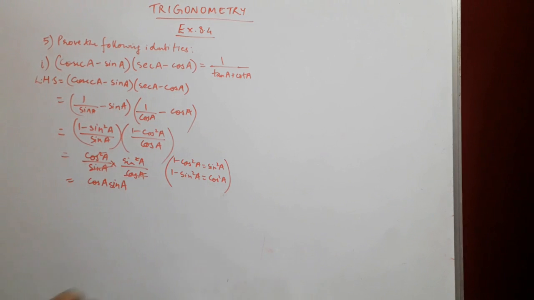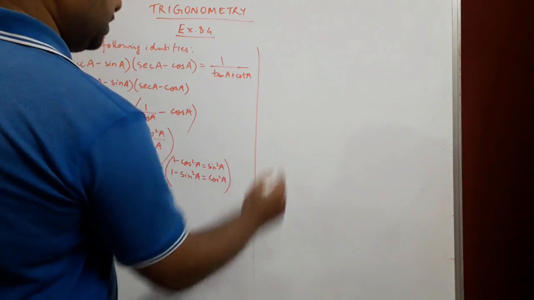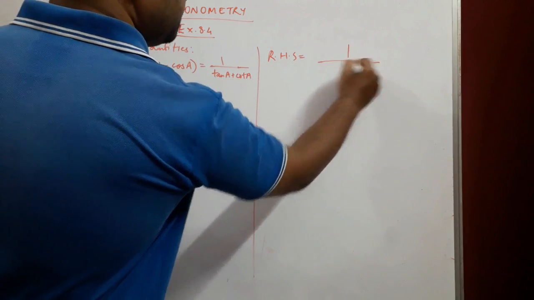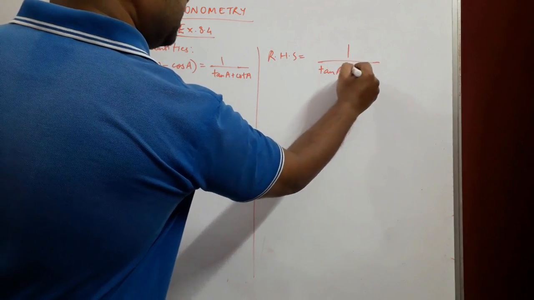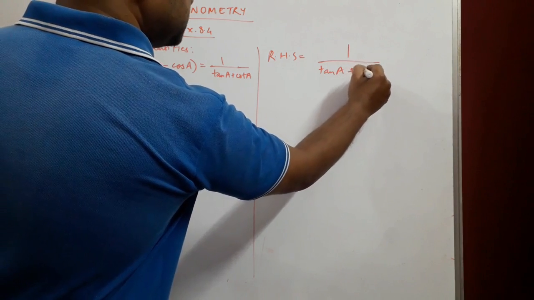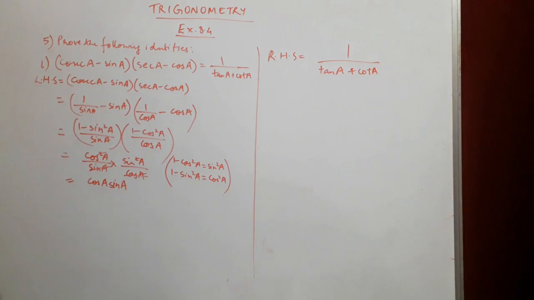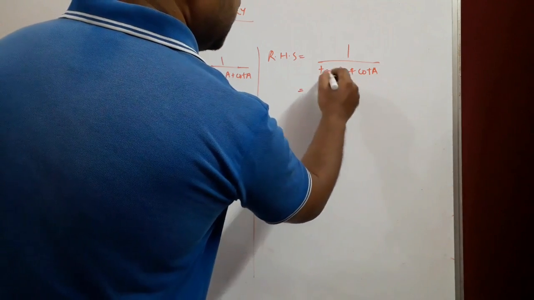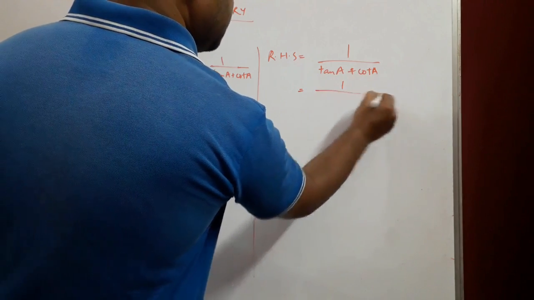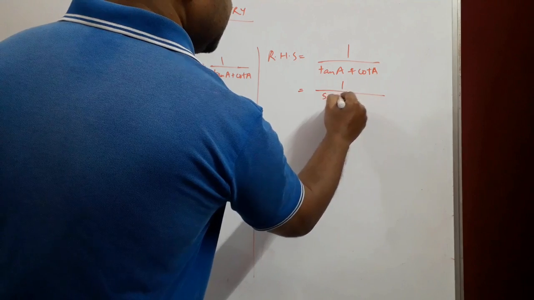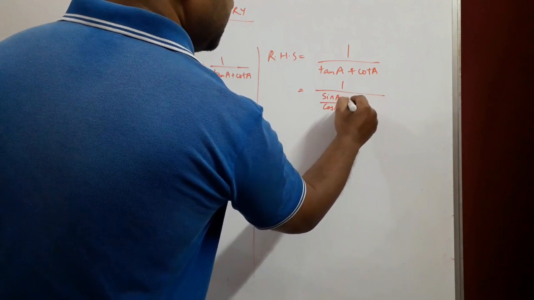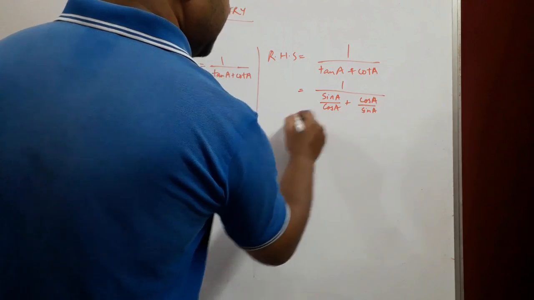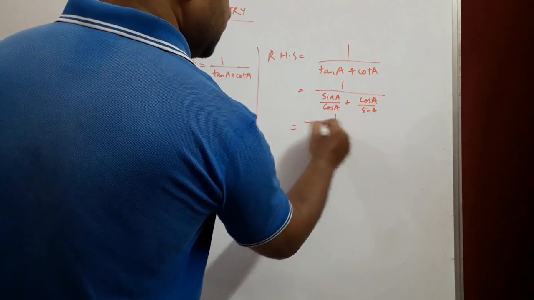Now we'll take the right hand side. I'll do it over here. The right hand side says what? 1 upon tan a plus cot a. Okay, that is our right hand side. So I'll convert this into sin and cos: 1 upon (sin a upon cos a plus cos a upon sin a). I'll take the LCM and we'll see what we get.